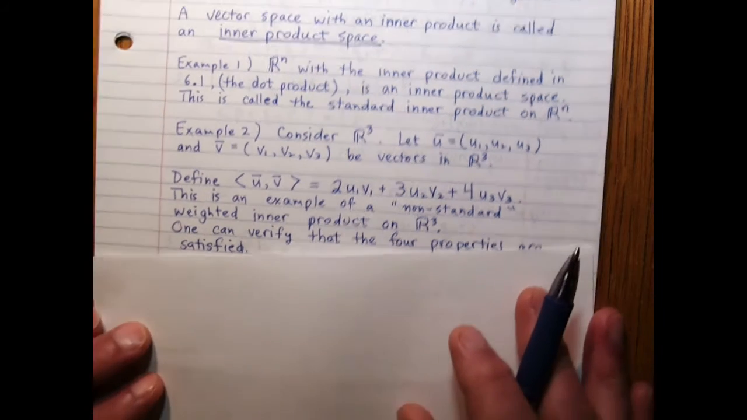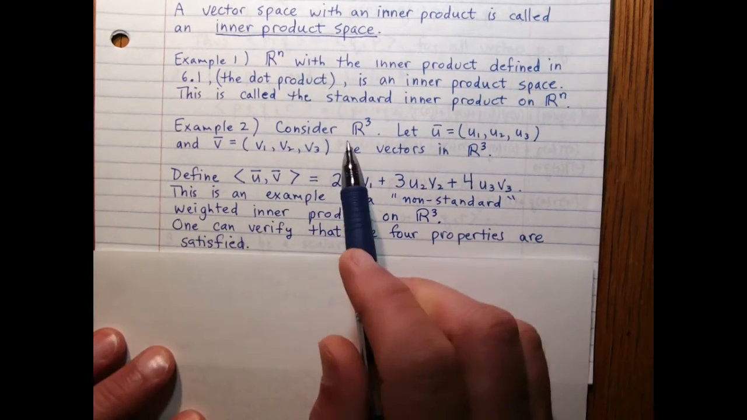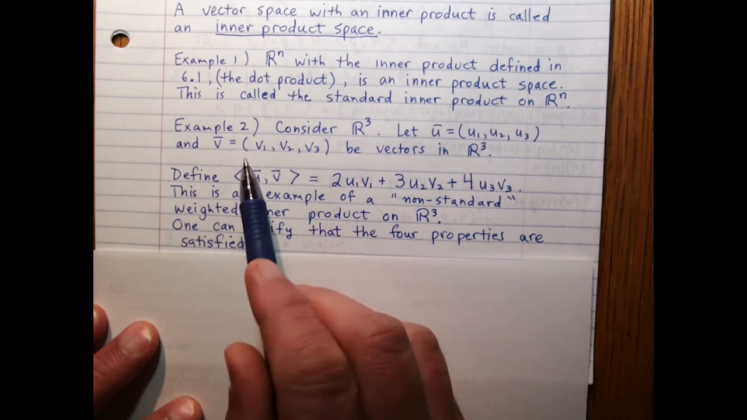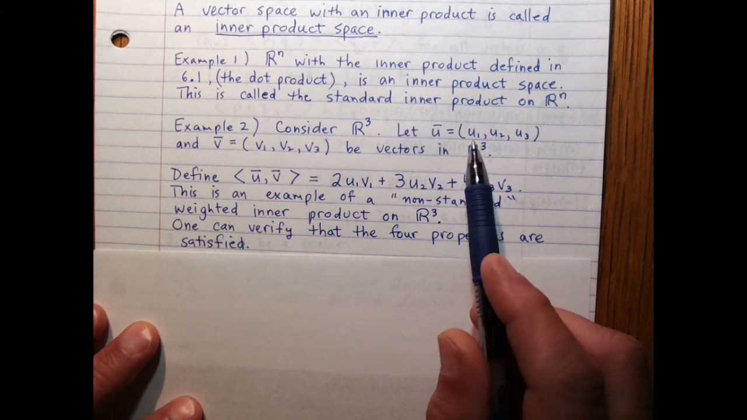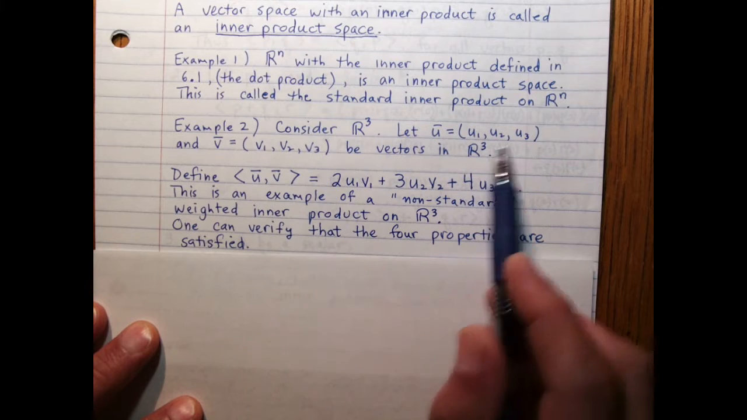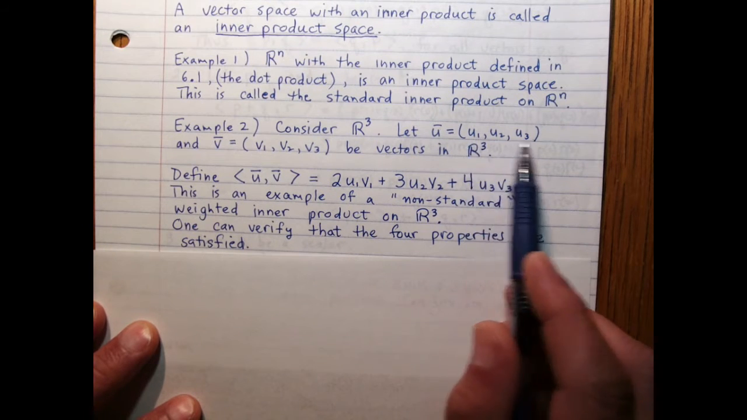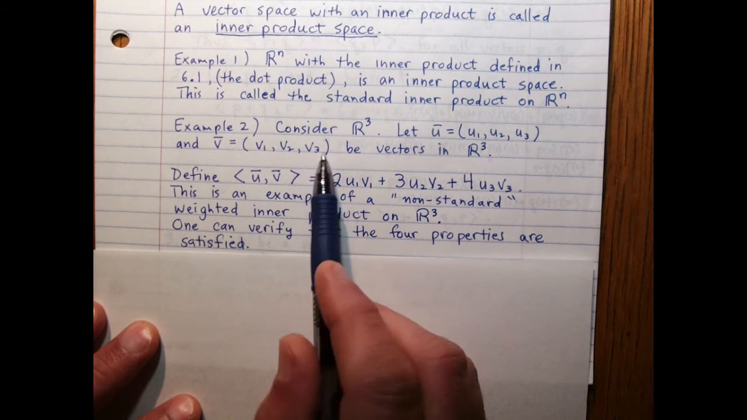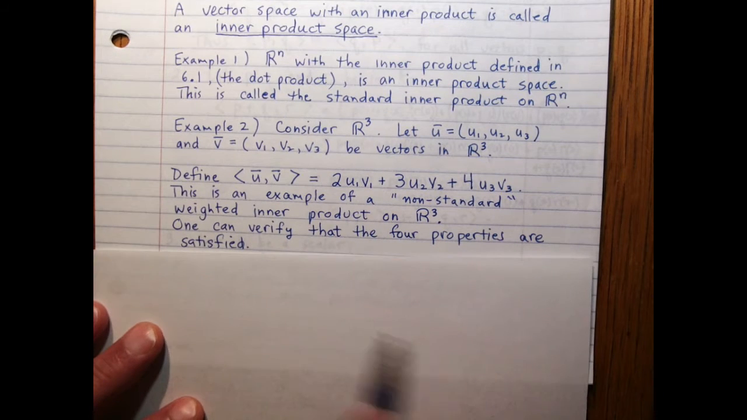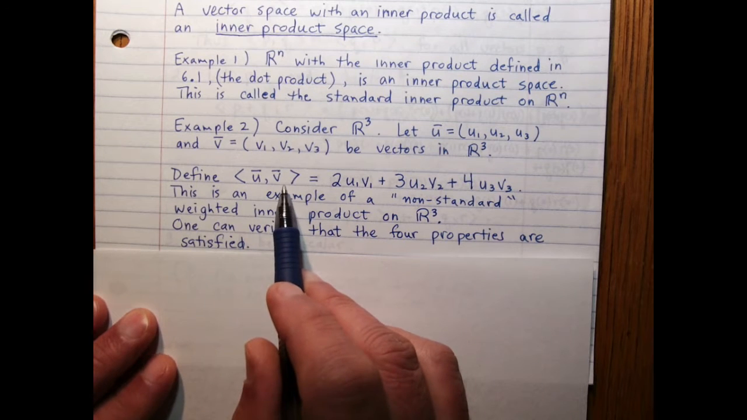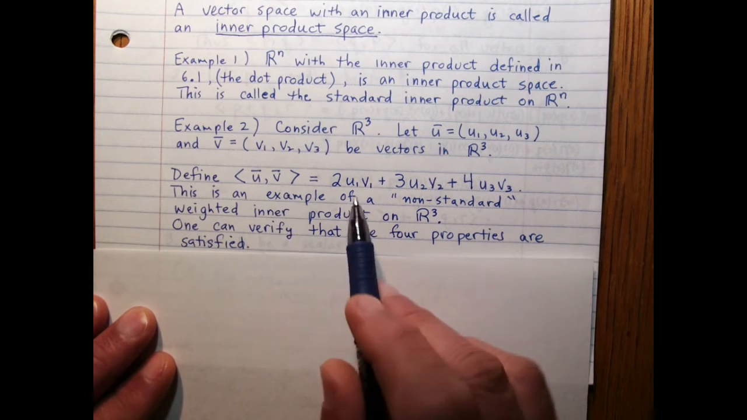In example 2, we're considering R3, so we're still working with one of the Rn's, and I'm saying U and V are vectors in R3. I'm writing the components horizontally to save a little bit of space. So the components of U are U1, U2, U3, of V are V1, V2, V3. And I'm defining this different kind of inner product for U and V. And I just made this up.